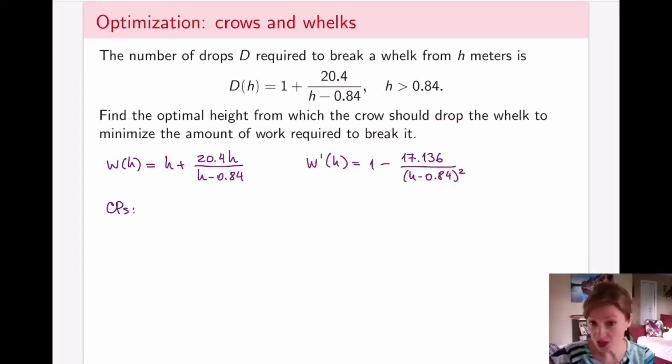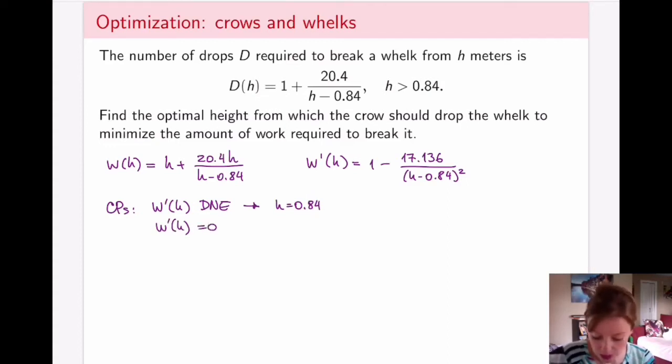So does not exist actually proves to be the easier thing to analyze here. My derivative does not exist when there are numbers that I cannot plug in. And of course, because there's a denominator, and we've sketched this function before, it has a vertical asymptote at 0.84. I know that it doesn't exist when the bottom of that fraction is 0. So in this case, the derivative does not exist when h is 0.84.